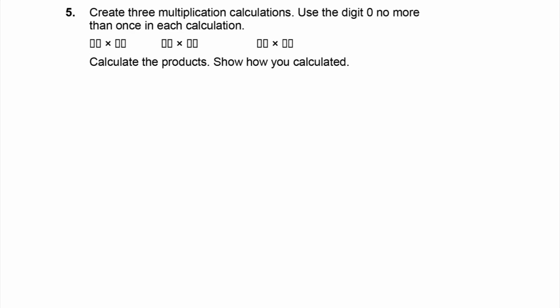Create 3 multiplication calculations. Use the digit 0 no more than once in each calculation, and calculate the products to show. This is wide open. You can use any numbers you wish. Check the numbers on your calculator.